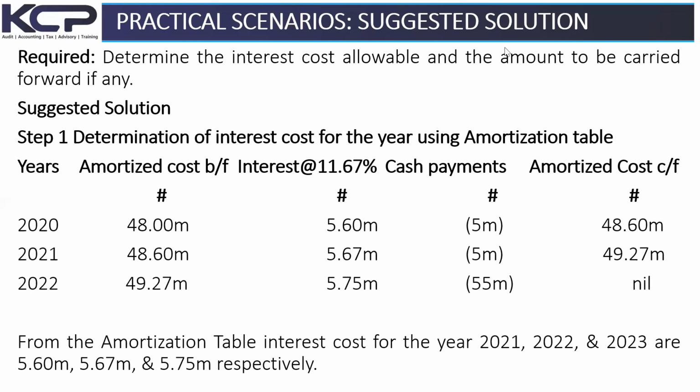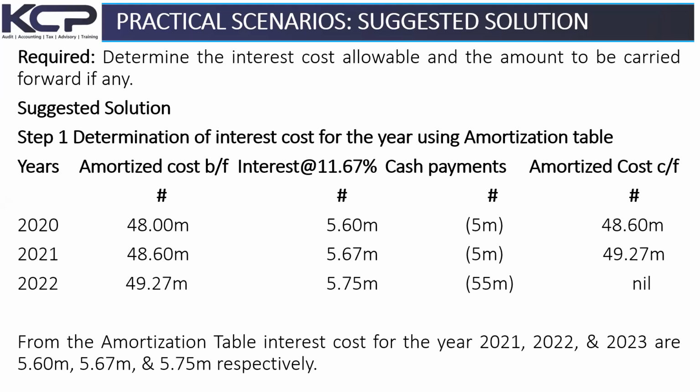All right. So you know that the instrument initially was a 3-year repayment period or maturity period. So the addition of what you have here, 49.27 and 5.5, will then be repaid in that year. So that total is 55 million. So the amortized cost at the end of the 3rd year will then be nil.